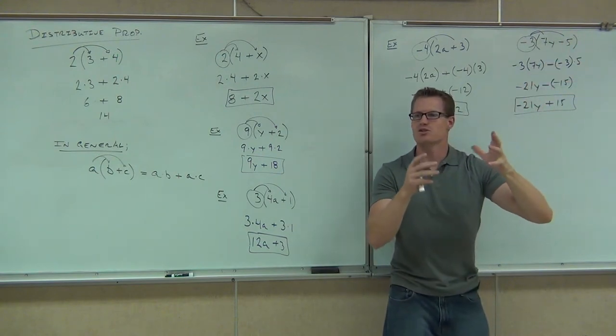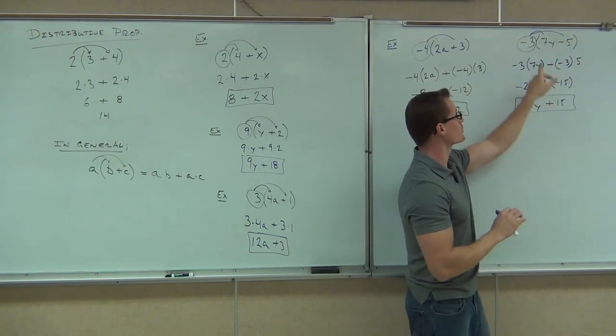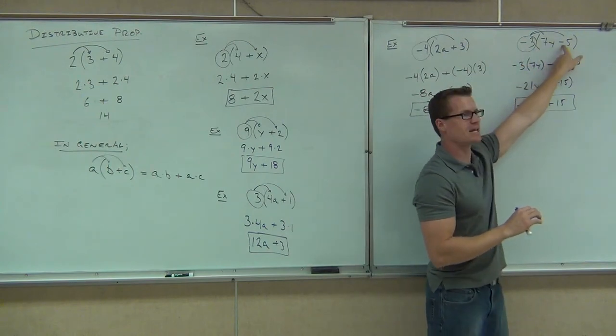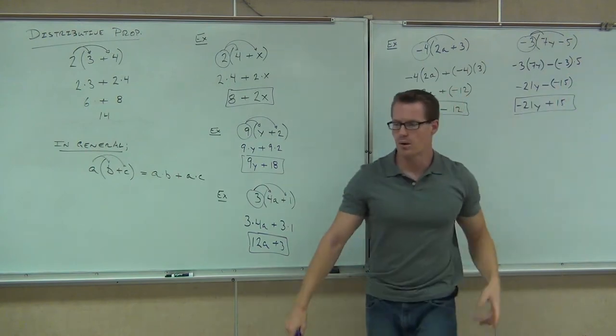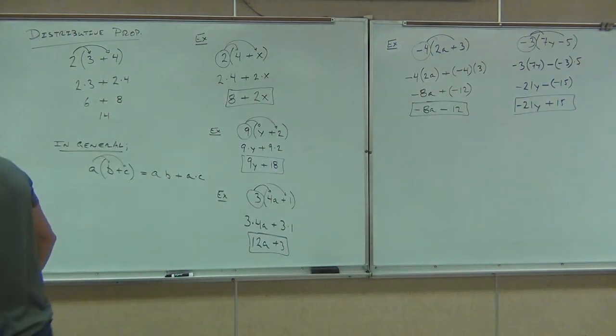Here's the big deal, though: you cannot forget about these signs. If you're going to multiply negative 3 times 5, it better be negative 5. You have to have that sign with the number. That's the key. Why don't you give that a try on a couple of these problems?